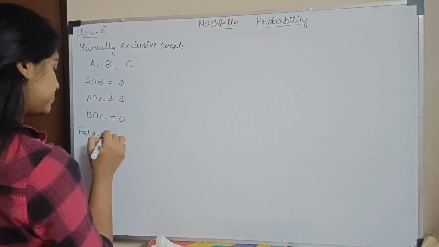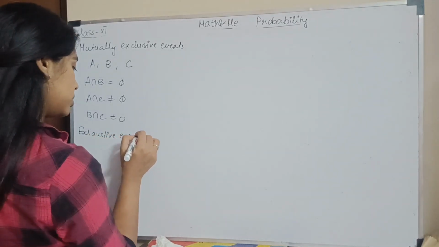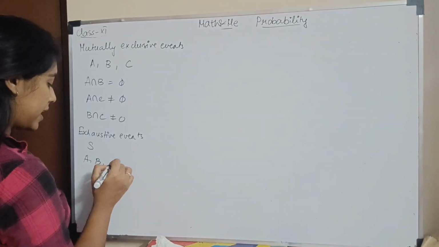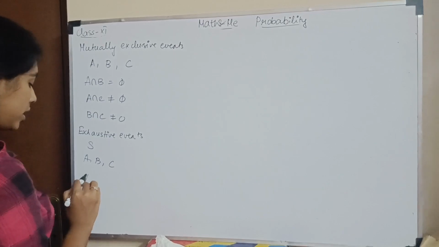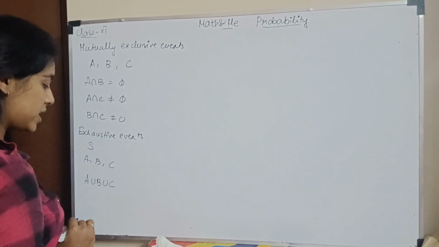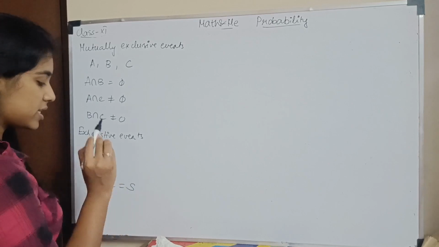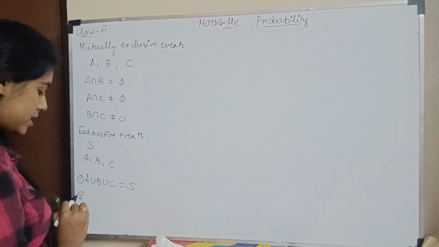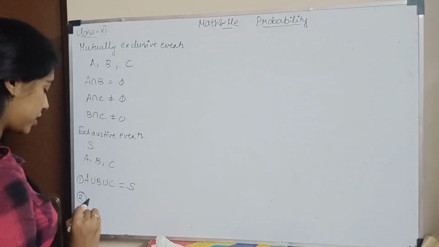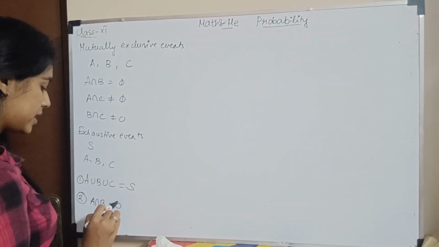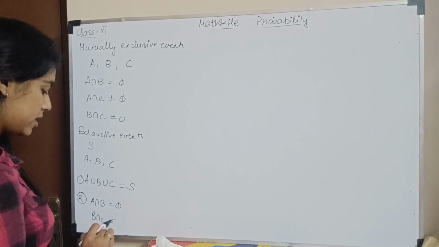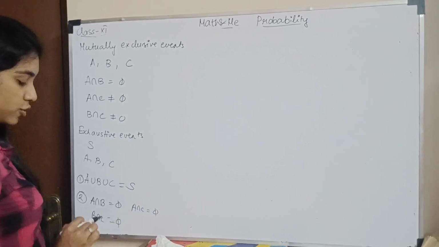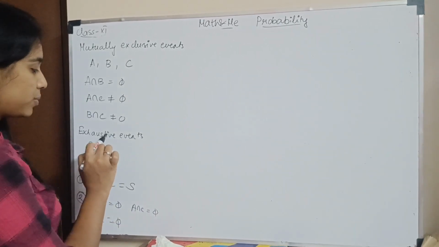Exhaustive events na enna? Suppose you have a sample space, you have the events A, B and C. So A union B union C should be equal to the sample space. இது ஒரு condition, which means எல்லா union பண்ணா sample space வந்துடணும். Second condition is they should be pairwise disjoint, which means A intersection B is null set, B intersection C is null set, and A intersection C is a null set. So you should satisfy 2 conditions for the event to be exhaustive.